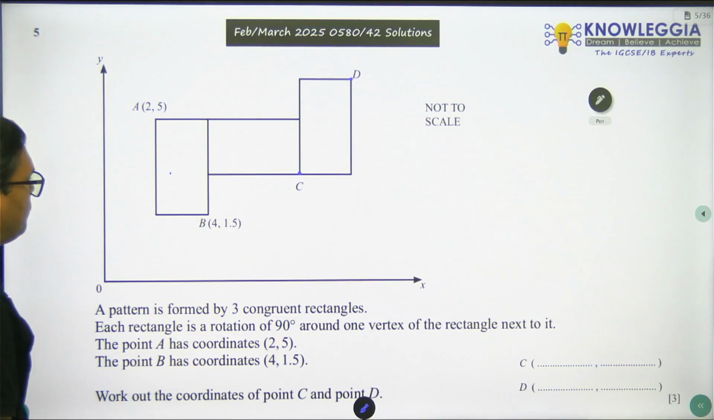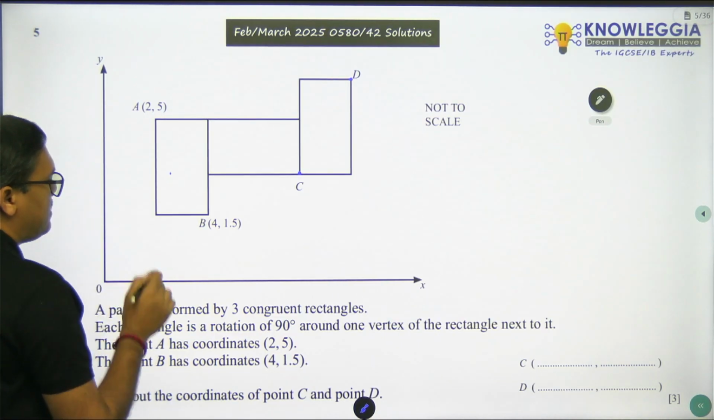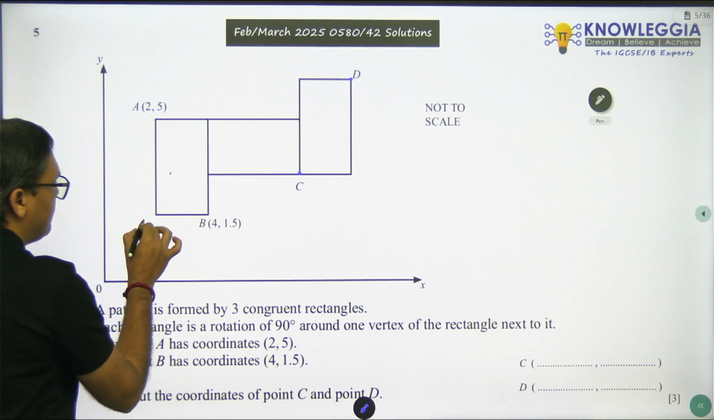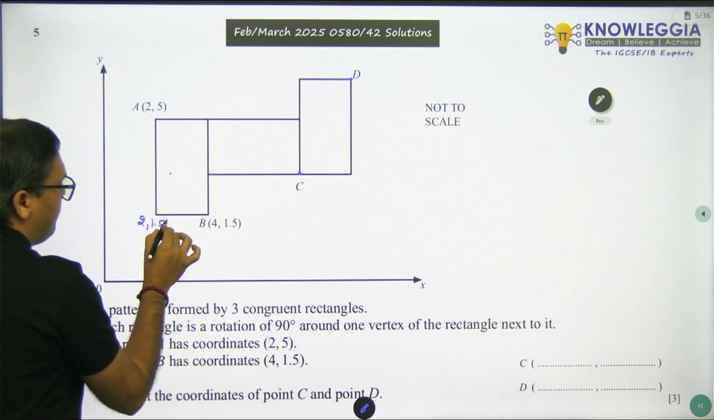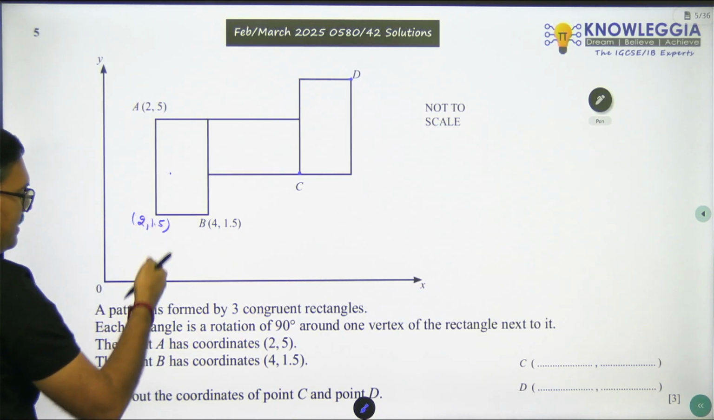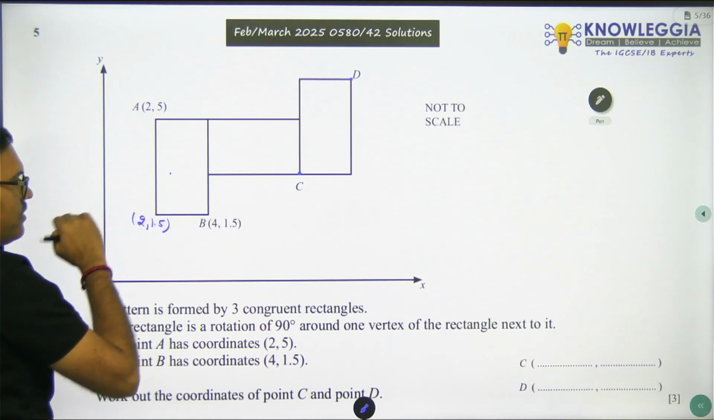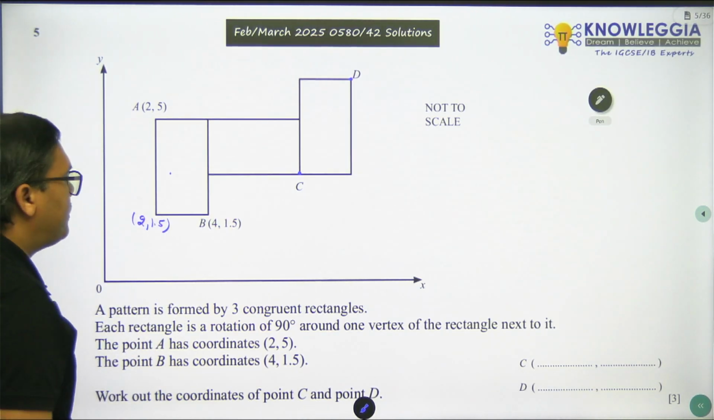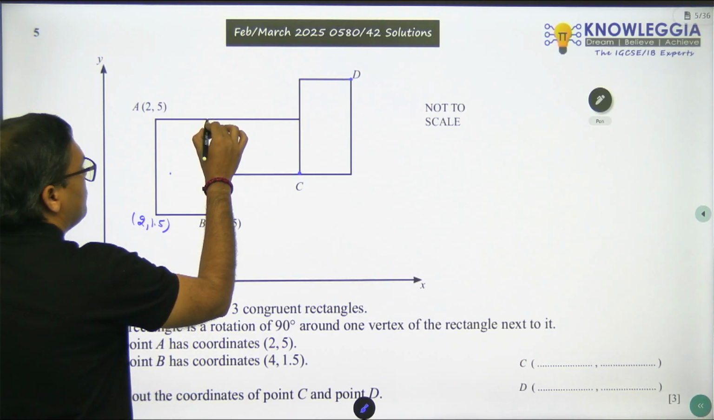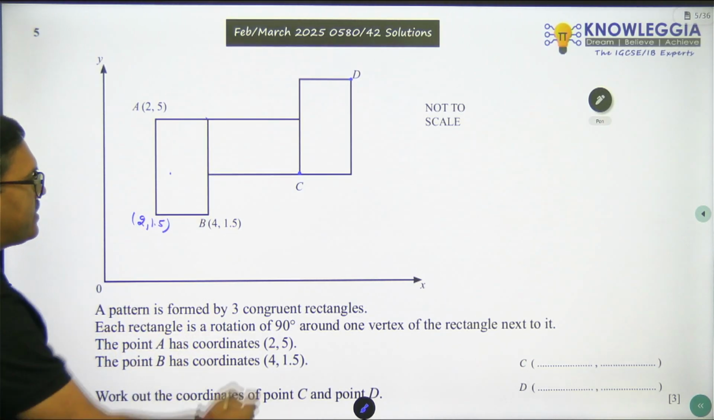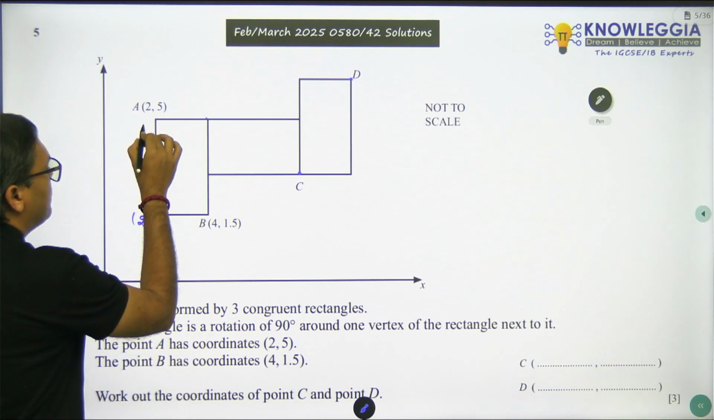So you can see this is (2, 1.5). Why is this (2, 1.5)? Because it is a vertical line, so the x coordinate will be the same. This is a horizontal line, so the y coordinate, 1.5, will be the same. And I can easily write this also. What is this length? Otherwise, it's not needed actually. You just have to get the coordinates of this. So you can clearly see what the side length is.